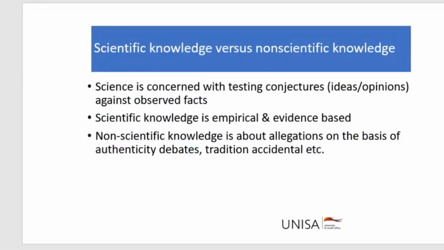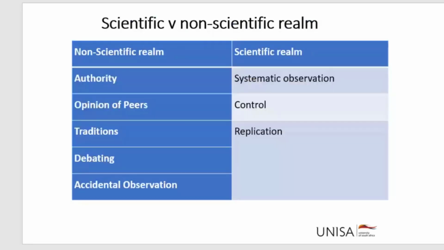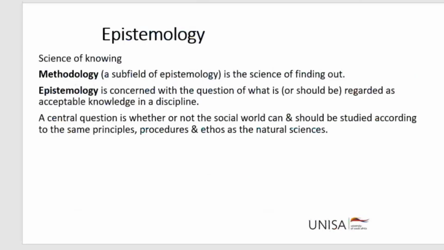I think we need to go back now and look at the science, because that is what we are talking about. Science is concerned with testing ideas and opinions against observed facts. So when we say this is based on scientific knowledge, we mean it's empirical and evidence-based. So there's evidence to prove what you are talking about. Whilst on the other hand, non-scientific knowledge is about debates, traditions, accidents, and so on.